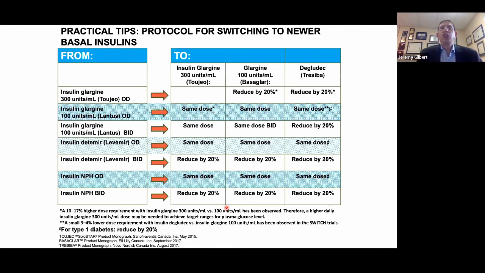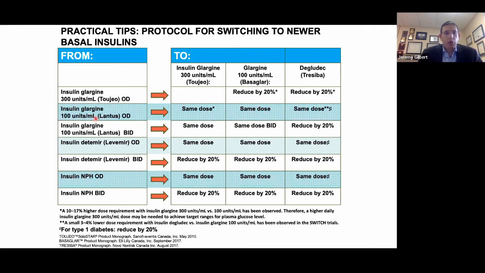Now, with the second generation basal insulins, like glargine U300, as you can see here, or with degludec, which is Tresiba, how do you make that switch? If they're on insulin glargine and you're going to Basaglar, maybe, as we illustrated in case 2, you might reduce that insulin by 20%. Some suggestions are to reduce by 20% if you're moving from glargine U300 to Tresiba, or you could keep it there and just be prepared that you may need to reduce the insulin slightly.